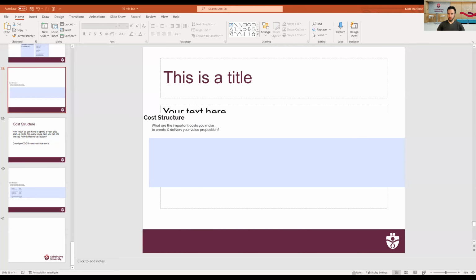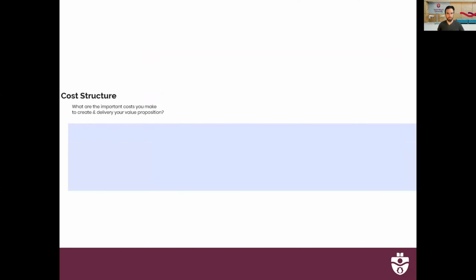So we're going to finish off the left side of the canvas now with the cost structure section. This is the final boss, if you will, of the business model canvas. Up until now, it was all fun and games.